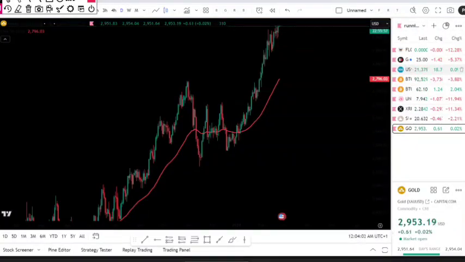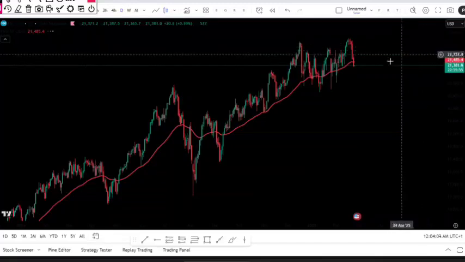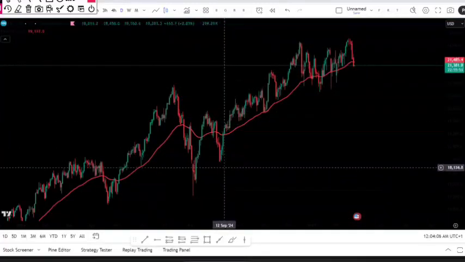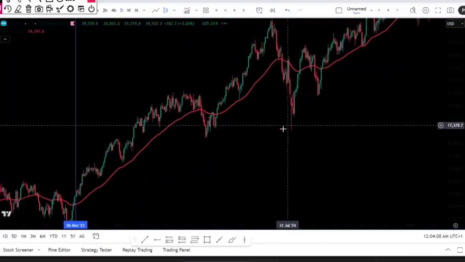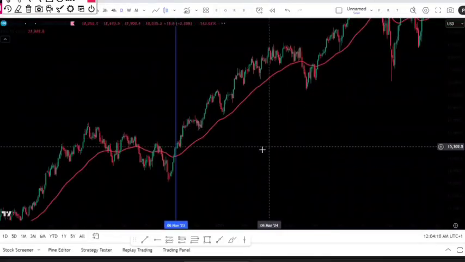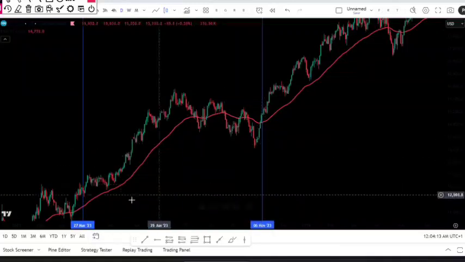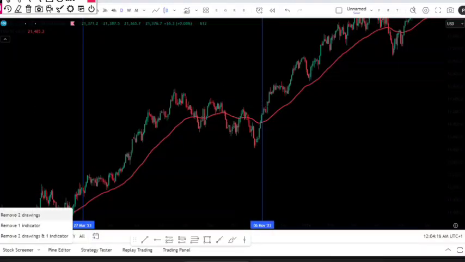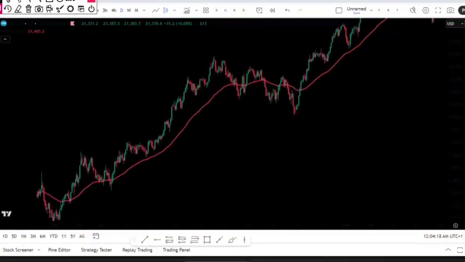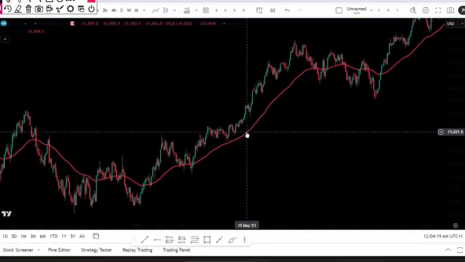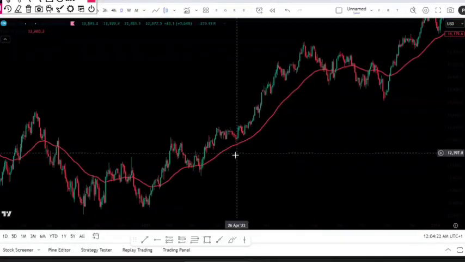Let's see the Nasdaq chart. Okay, this is the daily chart of Nasdaq. Let me delete all drawings. Okay, let me check from here.